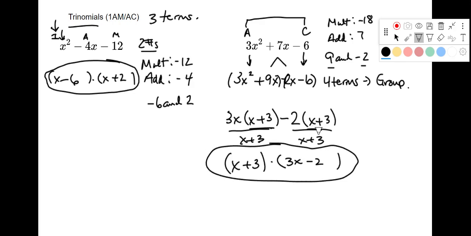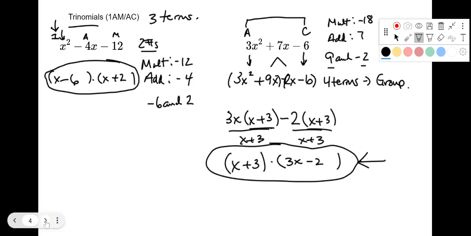So the AC method is one way you can do this. You can guess and check if you know how to do it by guess and check. If you know how to do slide and divide, you can do slide and divide. It does not matter to me which method you use, as long as you can use that method correctly to factor as the correct answer. That's what I care about.